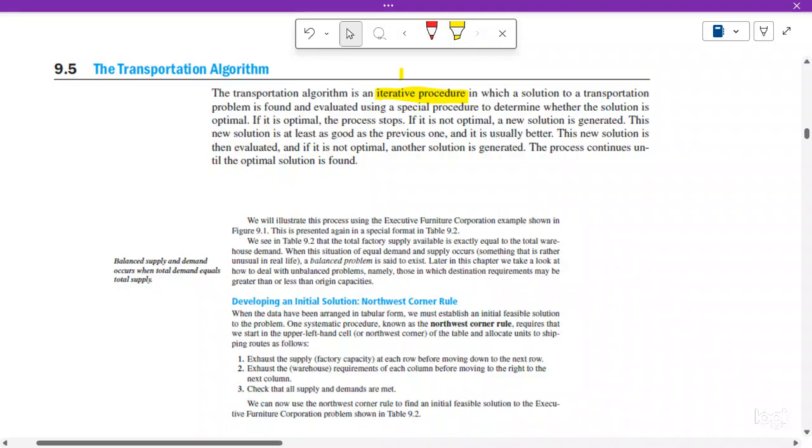A new solution is generated. If whatever you're doing is not optimal, a new solution is generated, meaning you do it again. This new solution is at least as good as the previous one, and is usually better. This new solution is then evaluated. If it is not optimal, another solution is generated.